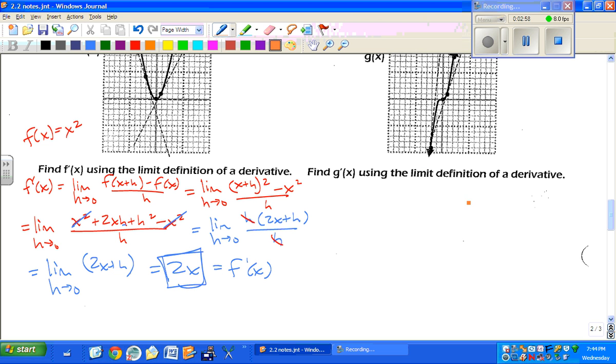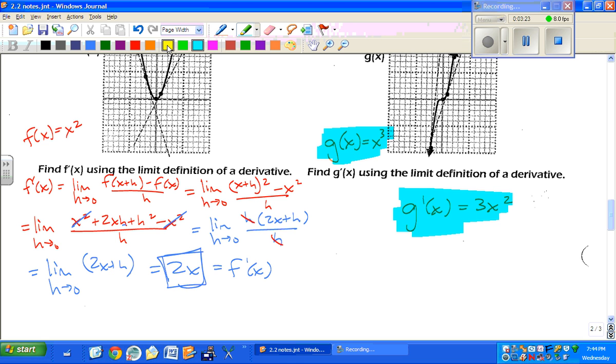We won't go through the whole process, but let's look at what our derivative of g of x would be. Remember, g of x is x cubed. I'll go ahead and tell you without having to do all the work, the derivative of g of x is 3x squared. So take a look at what we have here. Look at our g of x and derivative of g of x, f of x, and derivative of f of x. See if you notice a pattern between those two derivatives and their original functions. On the next page, we're going to talk about what that pattern is.